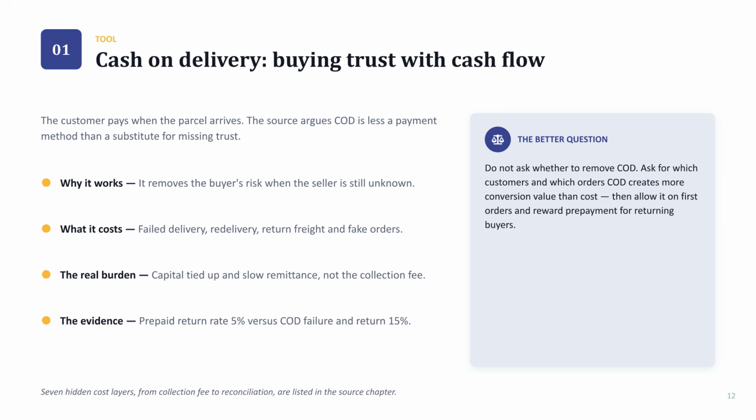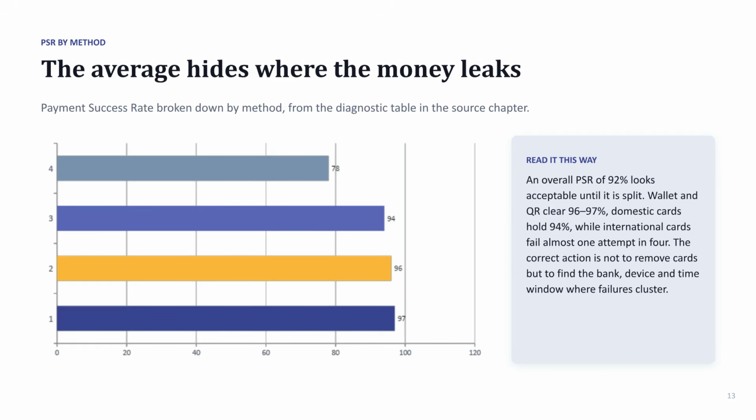Cash on delivery is often used to build trust with new buyers. However, it carries hidden costs like failed deliveries and tied-up capital. A better approach is to use it strategically, while incentivizing prepayment for returning customers. Looking at PSR by method shows why averages are misleading. High-level numbers can hide where the money is actually leaking. Always look for clusters of failures by bank, device, or time to find actionable solutions.